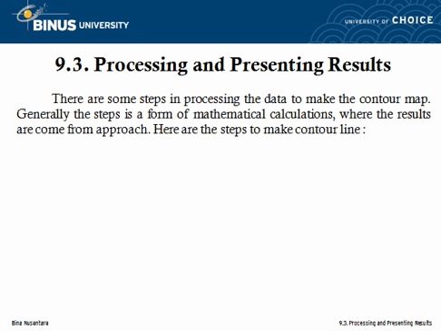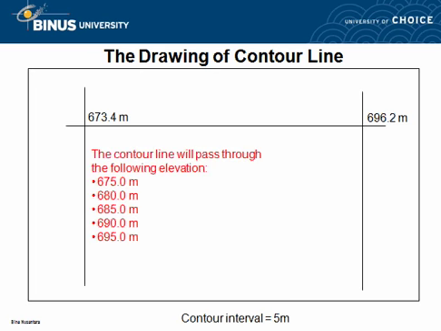Okay, in the picture we can see there are 2 points. The first point has a height, or we can say the first point has an elevation of 673.4 meters, and at the right point the elevation is 696.2 meters, and the contour interval will use 5 meters. So the contour lines pass through the following elevations: 675, 680, 685, 690, and 695.